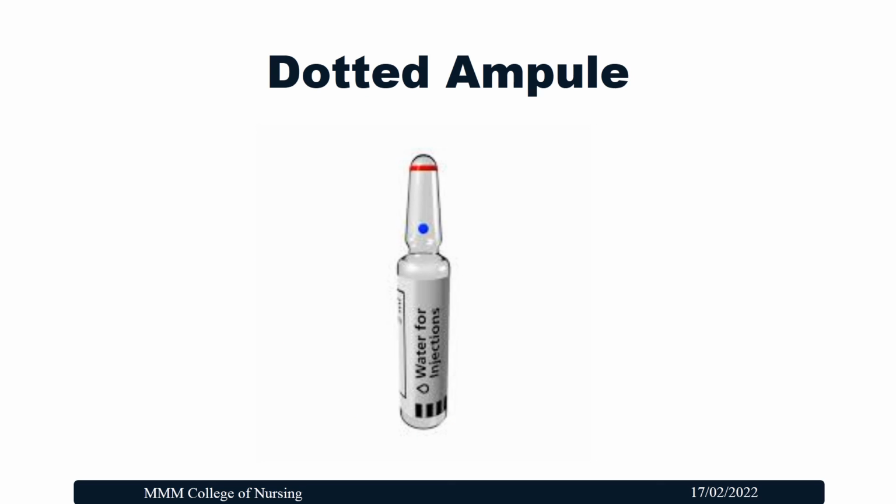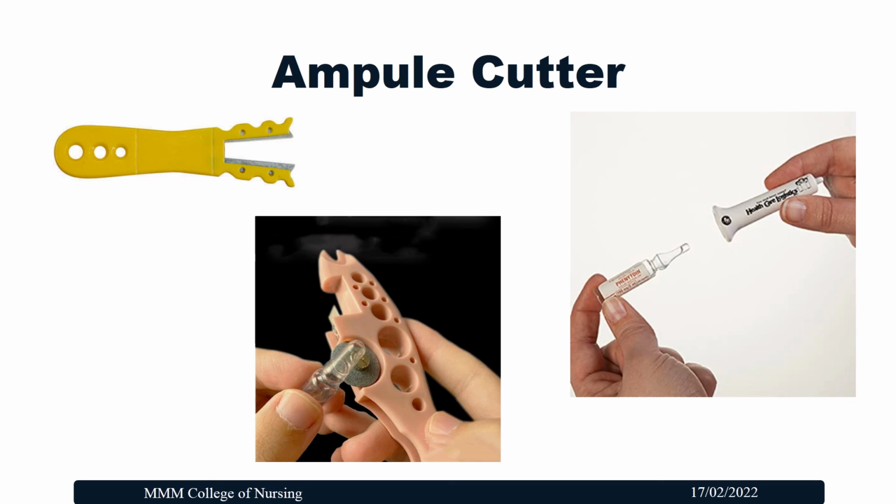The colored dots help to open the ampules. When gentle pressure is given in the opposite direction of the dot, very easily we are able to open the ampule. The ampules can also be cut and opened with an ampule cutter. There are different types and varieties of ampule cutters available in the market.